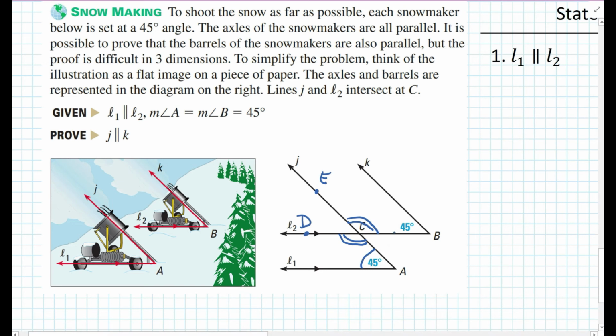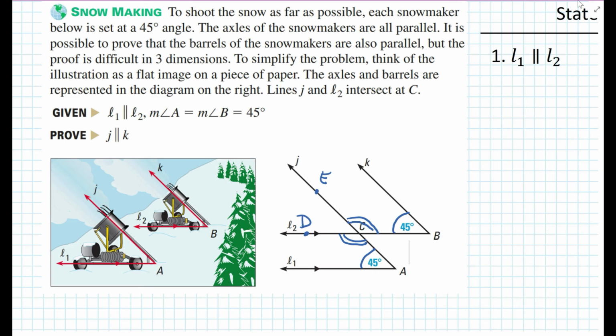that are equal in measure because they're vertical angles. Then if we look at this angle B here, we know that angle B is also supplementary to angle BCE, and therefore lines J and K are parallel. So all we need to do now is write everything down in the statement reason table.